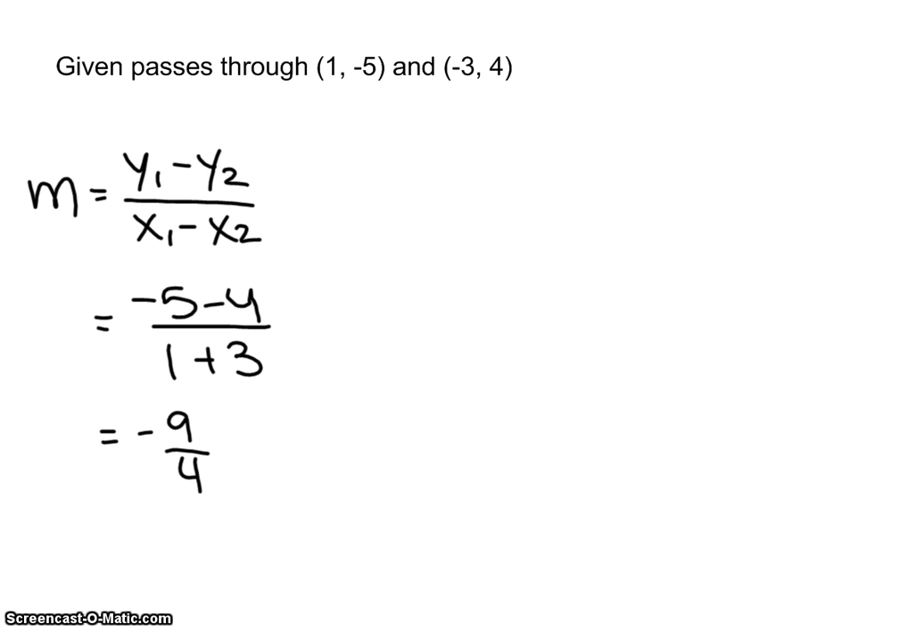All right, so we found our slope here. Again, I took my first y, the negative 5, minus my second y, the 4. The first x, 1, minus a negative 3, which is my second x, became plus. I got negative 9 over 4.